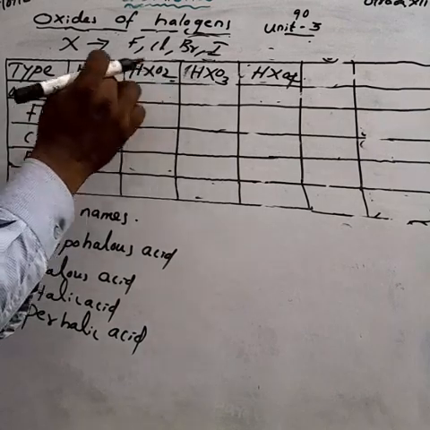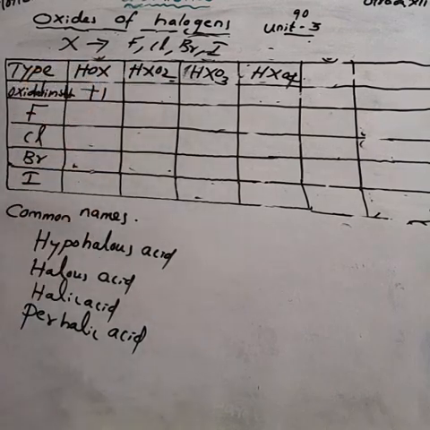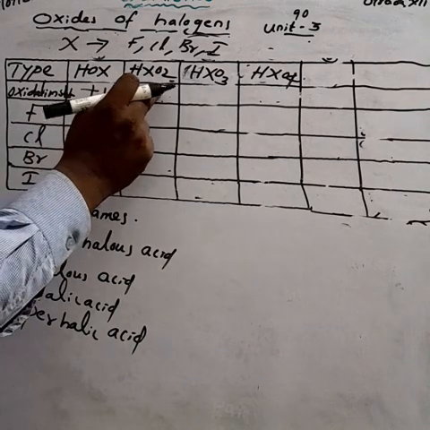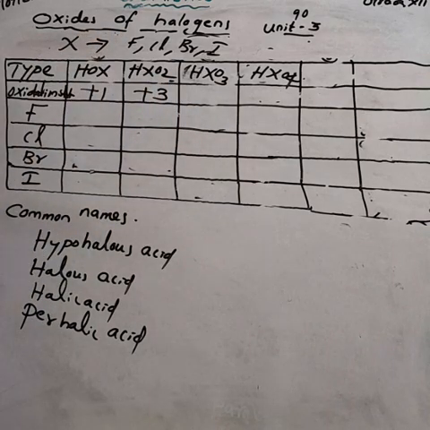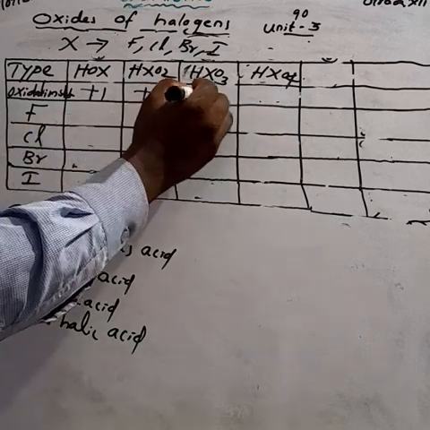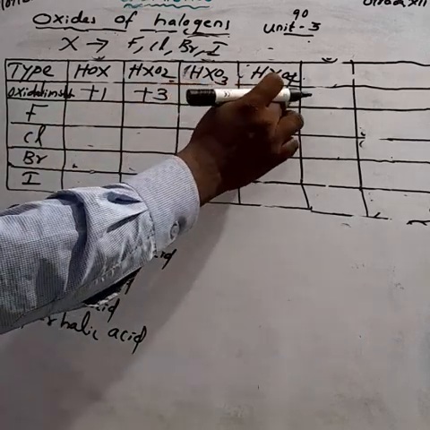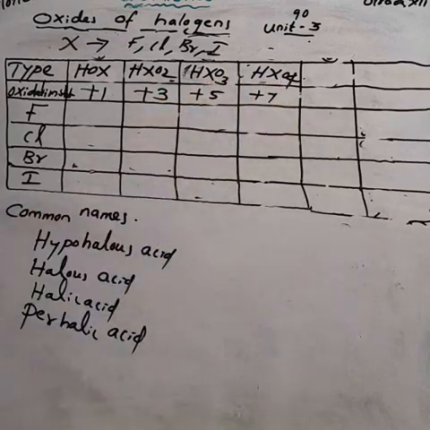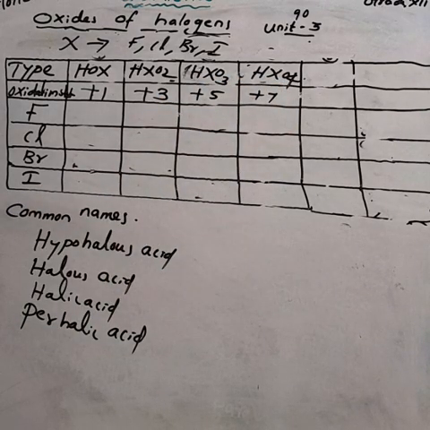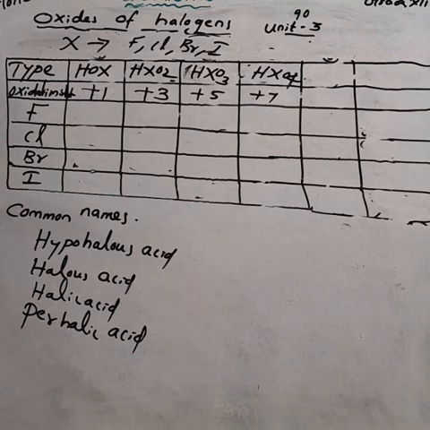Hypohalous acid, for example, has +1. Next, HXO2 has the +3 oxidation state. HXO3 has the +5 oxidation state. HXO4 has the +7 oxidation state. Do you have any doubt, my dear children, about finding the oxidation state? If you have any doubt, please ask me.